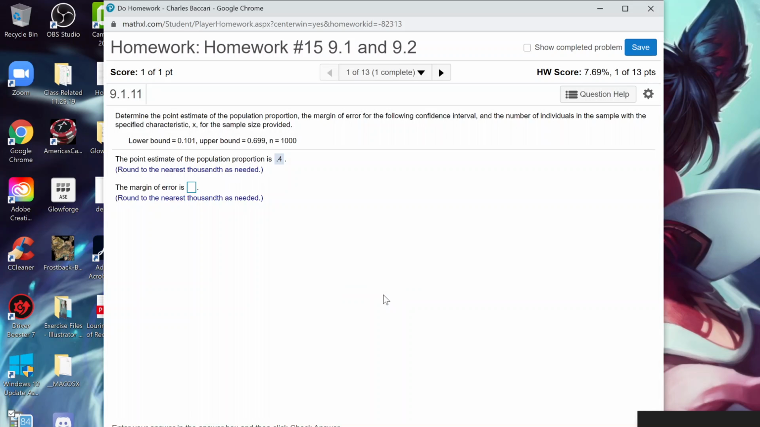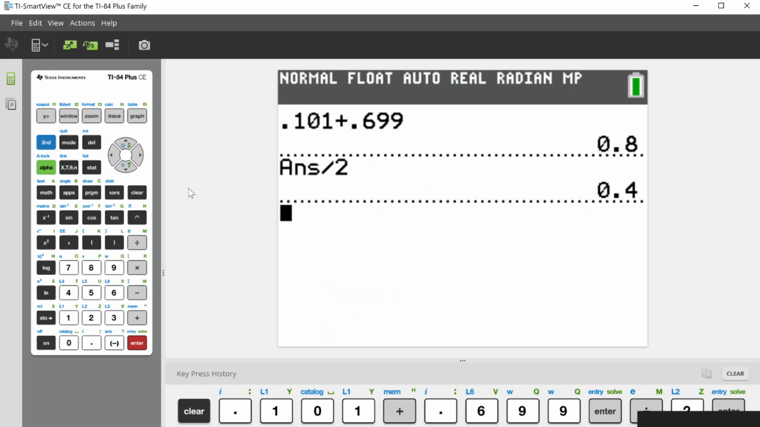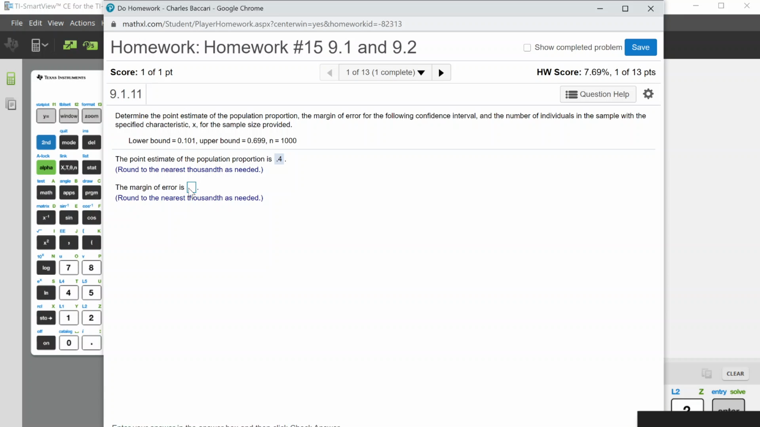And then margin of error, to find that, just do 0.4 minus the lower boundary. Okay, this is the best point estimate, which means it's halfway between the lower and upper bounds. That's what I did. I took the average of them. And so if you take this number and subtract this number, that will give you the margin of error that they're using for this. So if we do that, 0.4 minus 0.101, 0.299 is our margin of error.